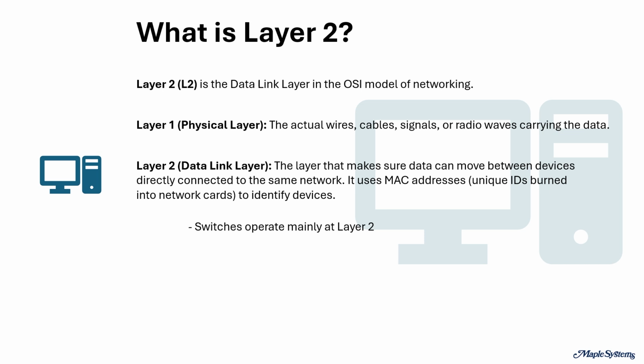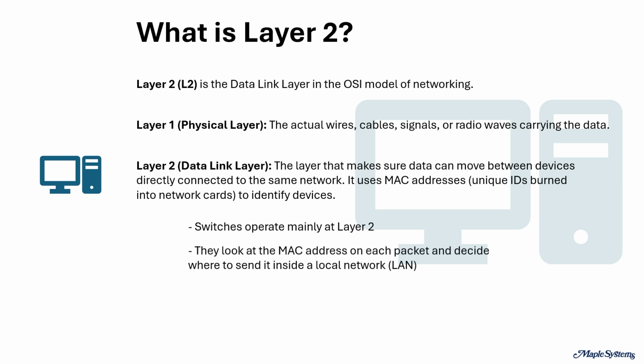So the switches operate mainly at layer 2. They look at the MAC addresses on each packet and decide where to send it inside a local network or a LAN. And it ensures that the data gets delivered to the right device without interfering with others. So layer 2 is the local delivery using MAC addresses.